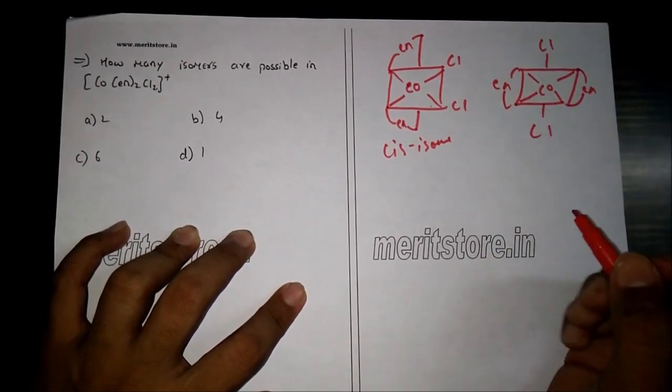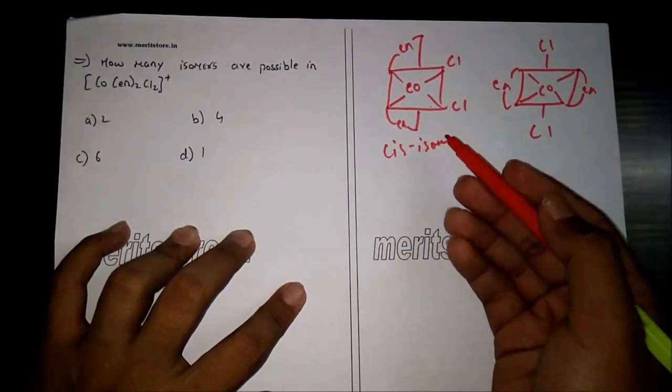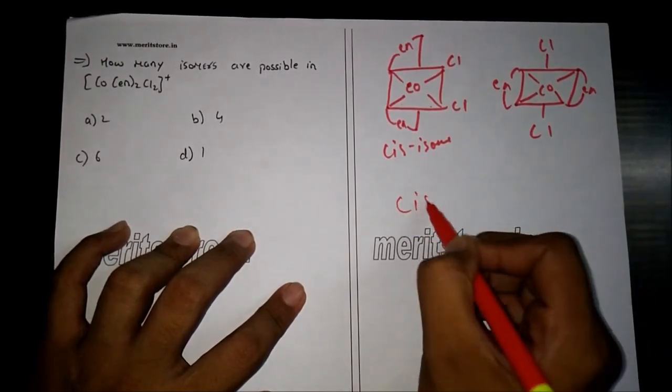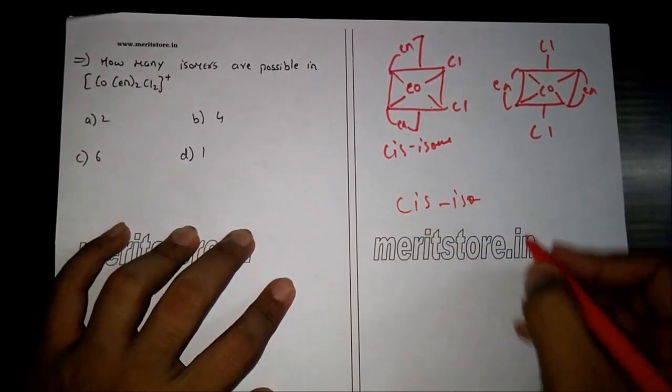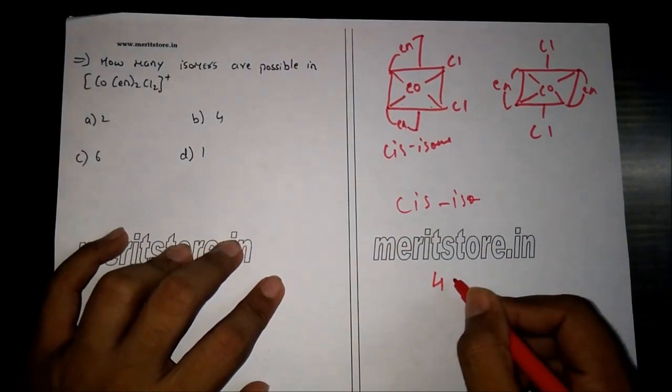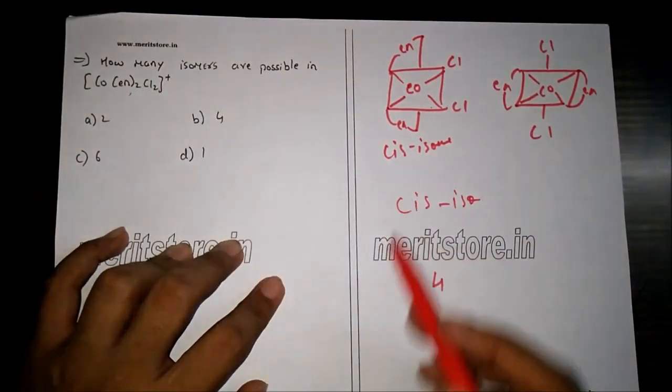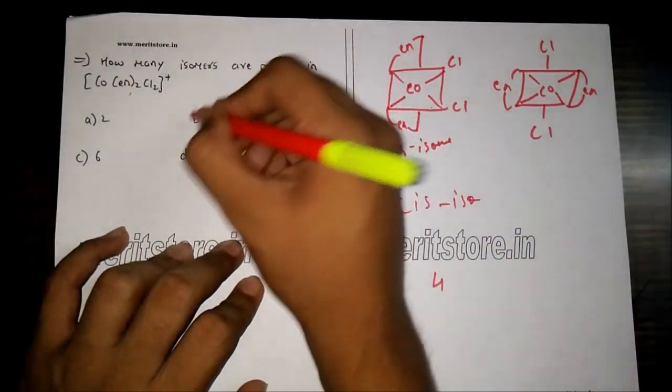So this is a trans isomer. Again, the cis isomer can give two optical isomers, which can be shown as another cis isomer and a trans isomer. Therefore, four types of isomers are possible for [Co(en)2Cl2]. Therefore, the correct answer is option B.